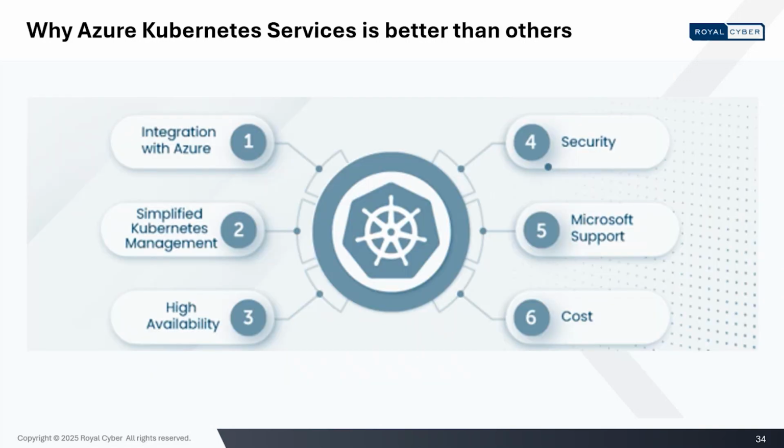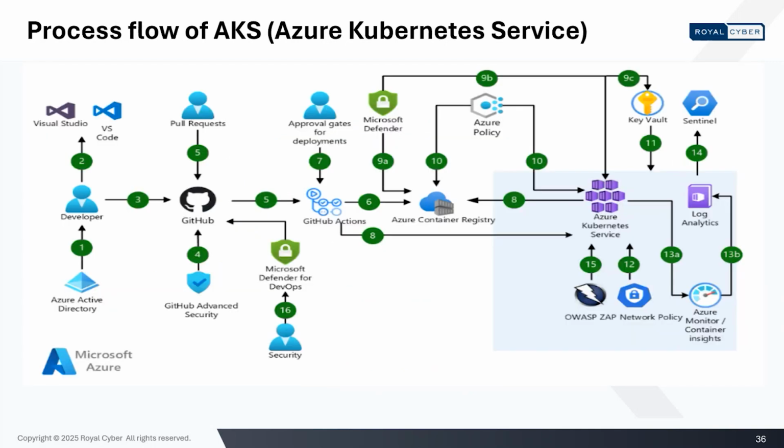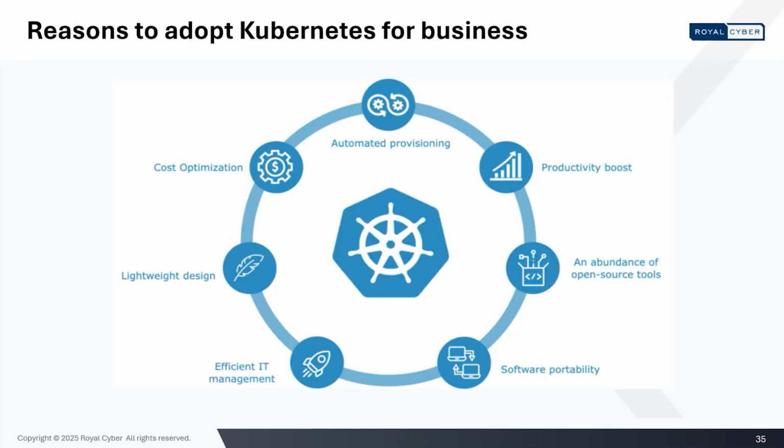Reasons to adopt the AKS for the business. So here we can say automated provisioning, productivity boost, open source tools, software portability, IT management, lightweight design, and cost optimization. These are the reasons to adopt Kubernetes for the business. We can discuss briefly these points. Automated provisioning is nothing but it simplifies the deployment and management of the Kubernetes clusters.